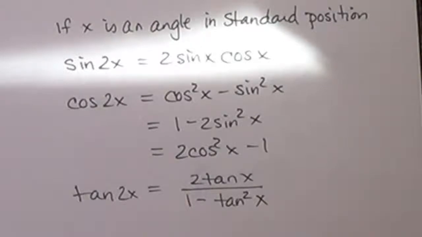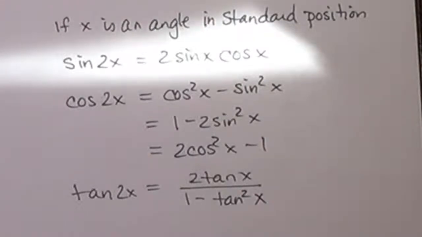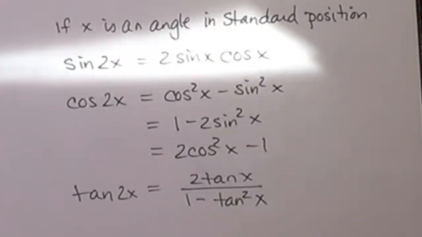Cosine of 2x has three different formulas depending on what values you know. Cosine of 2x could equal cosine squared x minus sine squared x. Be careful not to confuse that with your Pythagorean identity. Cosine of 2x could equal 1 minus 2 sine squared of x, or cosine of 2x could equal 2 cosine squared x minus 1. And then tangent of 2x is going to be 2 tangent of x divided by 1 minus tangent squared x. Again, with these properties we give you sine, cosine, and tangent.